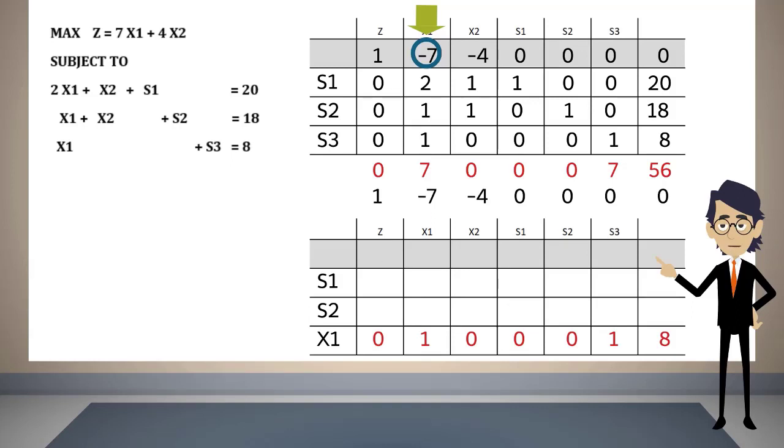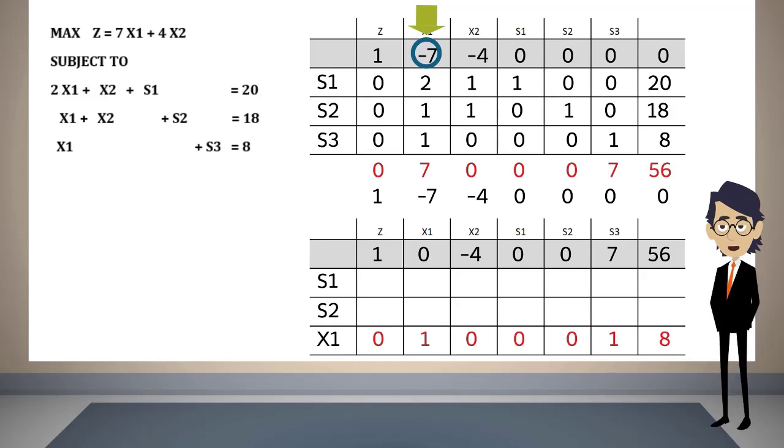0, plus 1. 7, minus 7. 0, minus 4. 0, plus 0. 0, plus 0. 7, plus 0. And 56, plus 0.